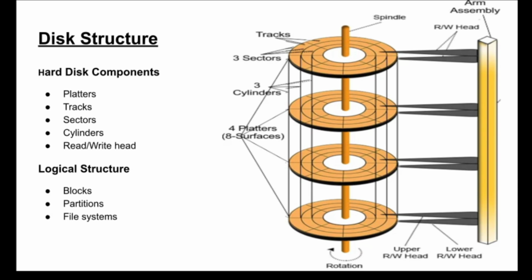Platters. These are circular magnetic disks that store data, and tracks, circular rings on the platter. Sector, small divisions inside each track, and it is the smallest unit of storage on a disk.